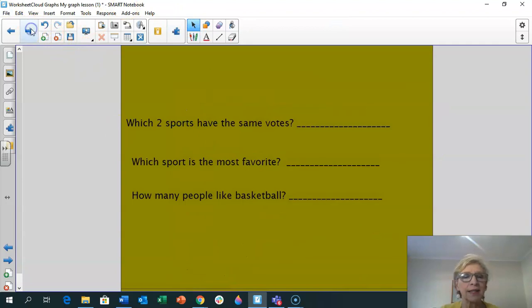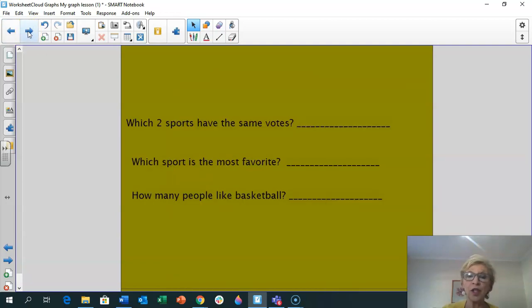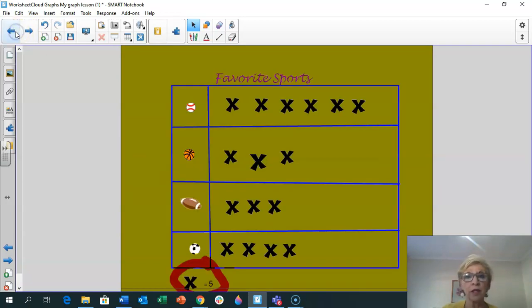Fabulous. Great. So which 2 sports have the same votes? Well, let's go back to the little pictograph. Yes, it was basketball and football. Next question, which sport is the most favorite? Well, it was baseball. Correct.